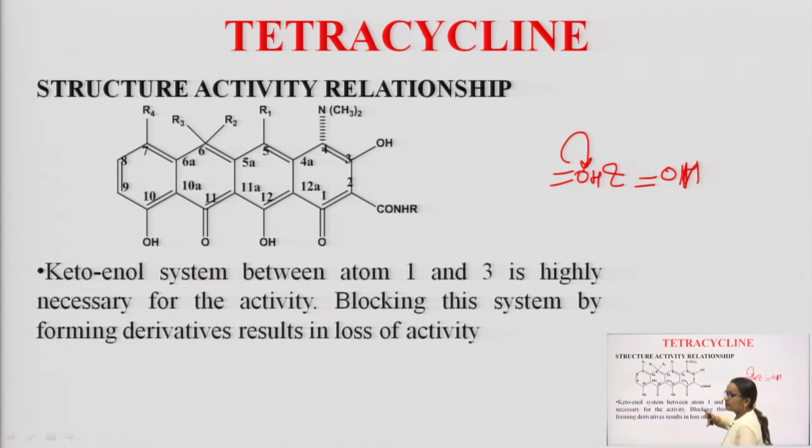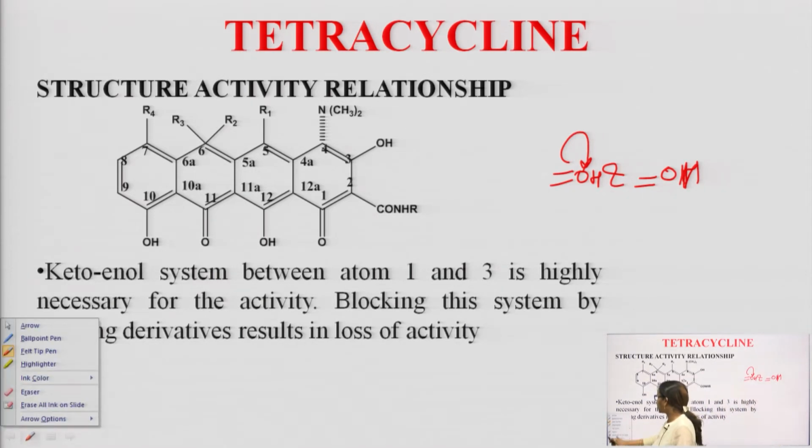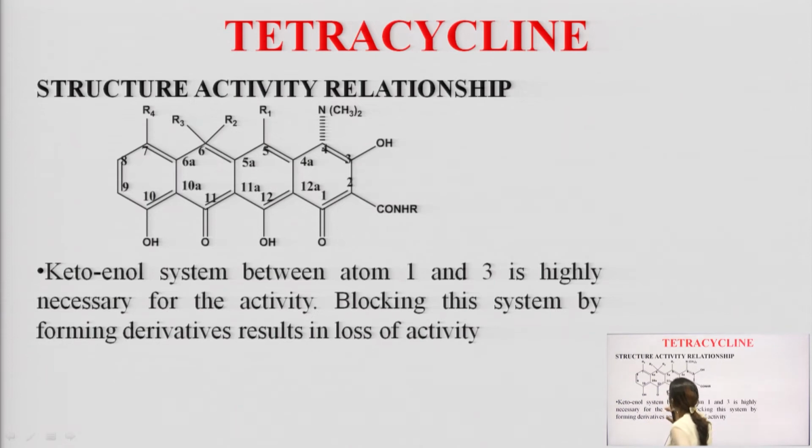So, in this way an exchange of electrons between O and OH, in this form, can take place. It is called keto-enol tautomerism. So, the keto-enol system between atom 1 and atom 3 is highly necessary for the activity.